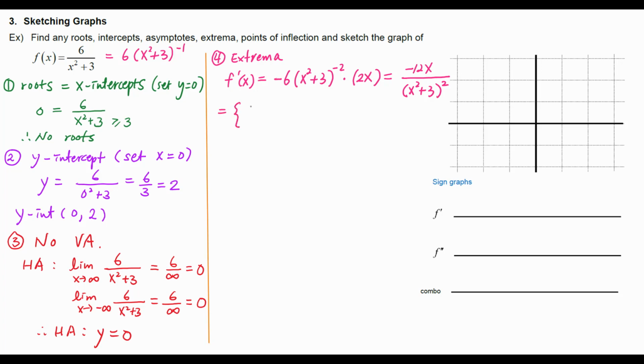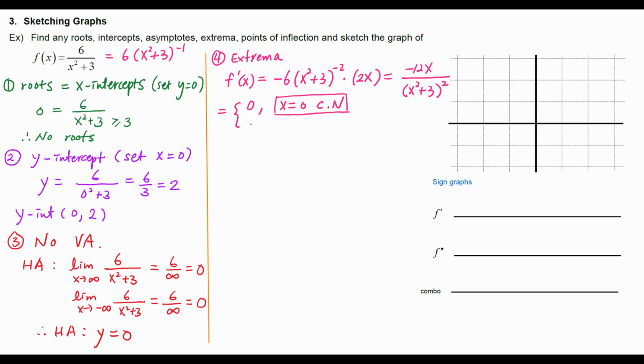So when is f prime 0? It is 0 when the numerator is 0. When is the numerator 0 and the denominator not 0? If x is 0, the numerator is 0, and the denominator is still 0 plus 3 quantity squared, which is 9. I get 0 over 9. So 0 is my critical number.